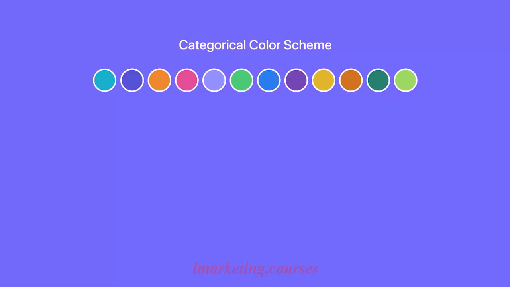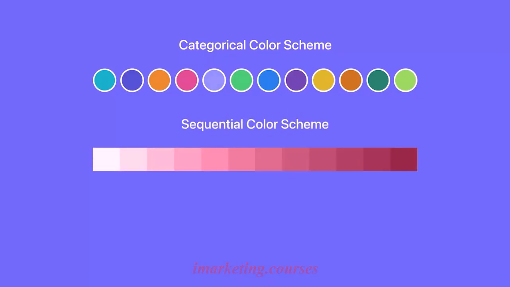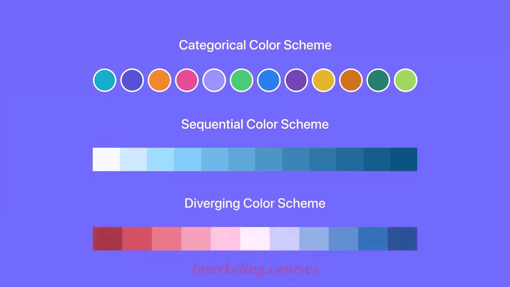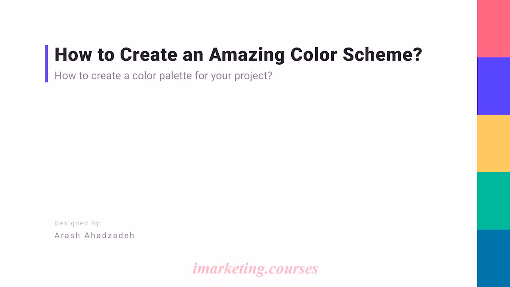The other type of color scheme you can create is sequential. It's a gradual transition of colors from light to dark and vice versa. It's suitable for tree map and heat map. The last type of color scheme you can create is diverging. Diverging colors are useful when you have negative and positive values to present. Don't use these colors for categorical scales.